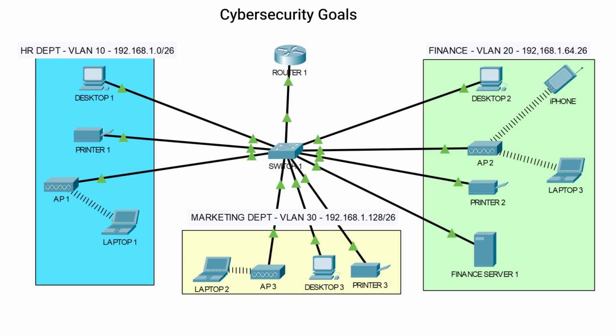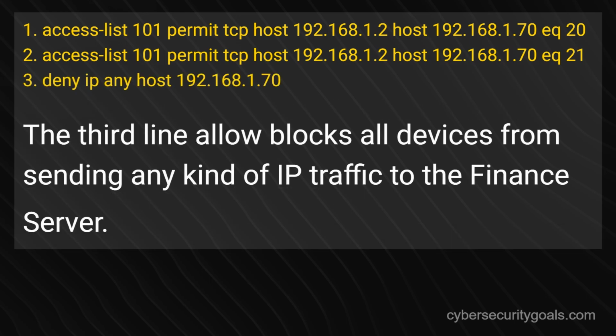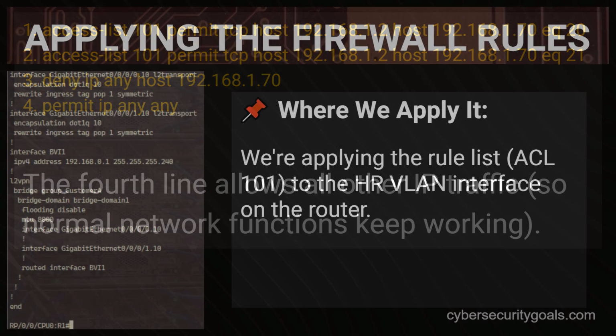To do this, we use an access control list, which is basically a group of firewall rules applied to the router. Here's how we write it. The first two lines allow desktop 1 to use ports 20 and 21. Those ports are for FTP traffic. The third line blocks everyone else from being able to reach the file server. The last line makes sure all other traffic is allowed, so normal network stuff keeps working without getting blocked.